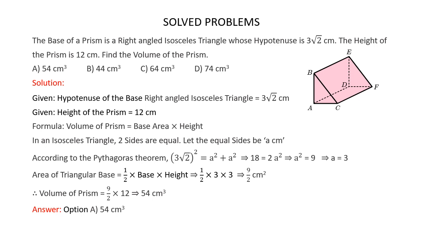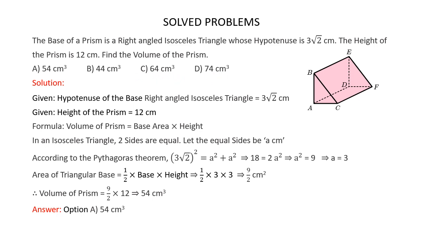The base of a prism is a right-angled isosceles triangle whose hypotenuse is 3 root 2 centimeters. The height of the prism is 12 centimeters. Find the volume of the prism. Here you are given 4 options and have to find out which of these options is the correct one.